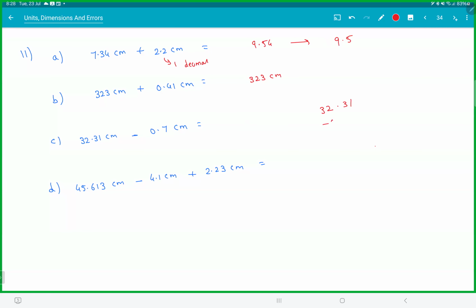This thing is 32.31 minus 0.7. So that's 1, 13 minus 7 is 6, 31.61. And this thing has only 1 decimal, so I'll round off this to 1 decimal: 31.6, right? What about the last one? Anyone did that? 43.74. See, this thing has only one decimal, so your final answer should have one decimal.